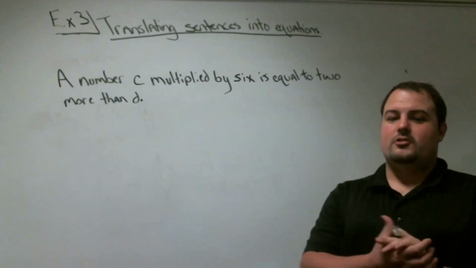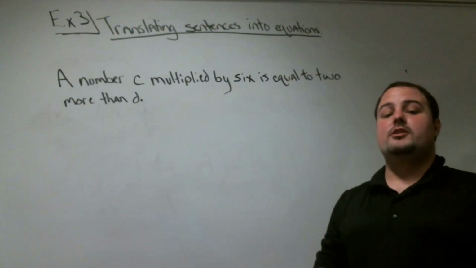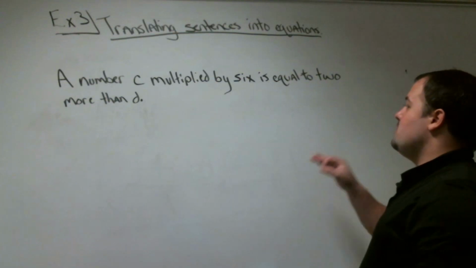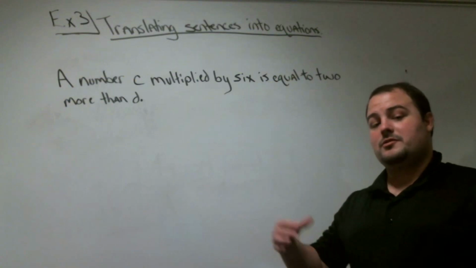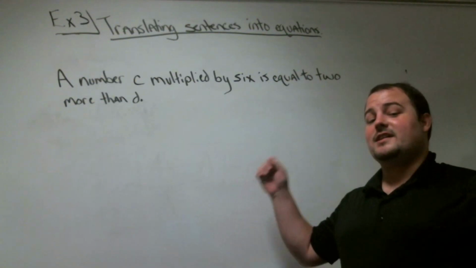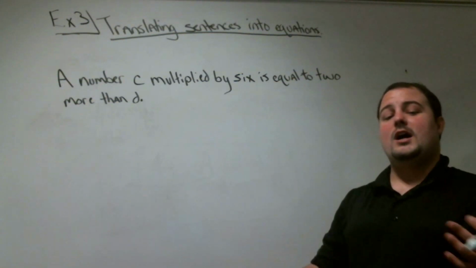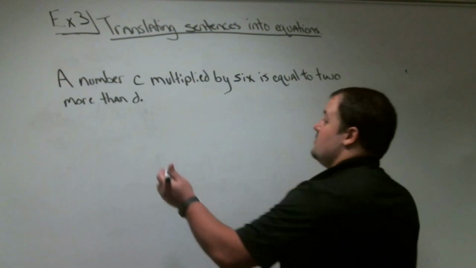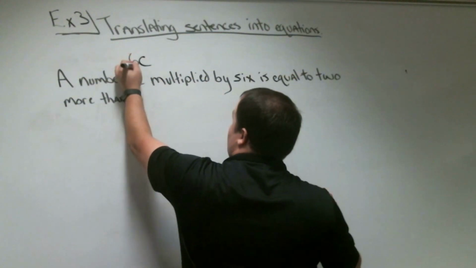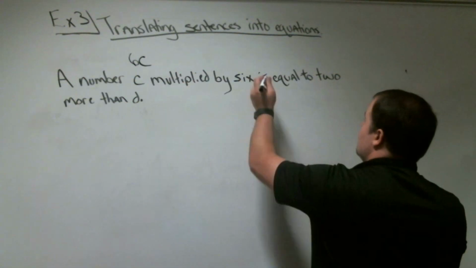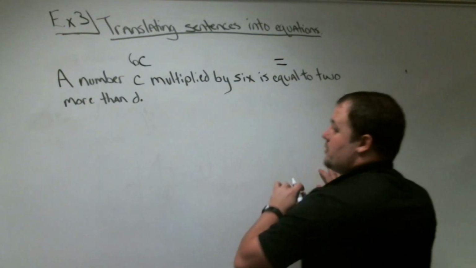In example 3, still translating sentences into equations. So we're going to take this sentence and write it using numbers. A number C multiplied by 6 is equal to 2 more than D. What I like to do to make sure I get it right is to actually write the information above the sentence, so I have an idea of how I'm going to write my numbers in. So number C, and it's going to be multiplied by 6. Well, when we multiply by 6, we get 6C is equal to, so I'm going to have an equal sign, 2 more than D.